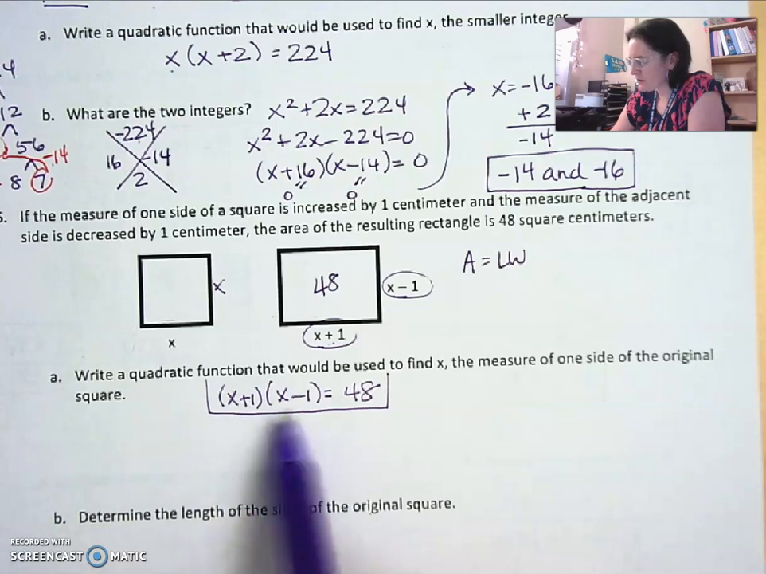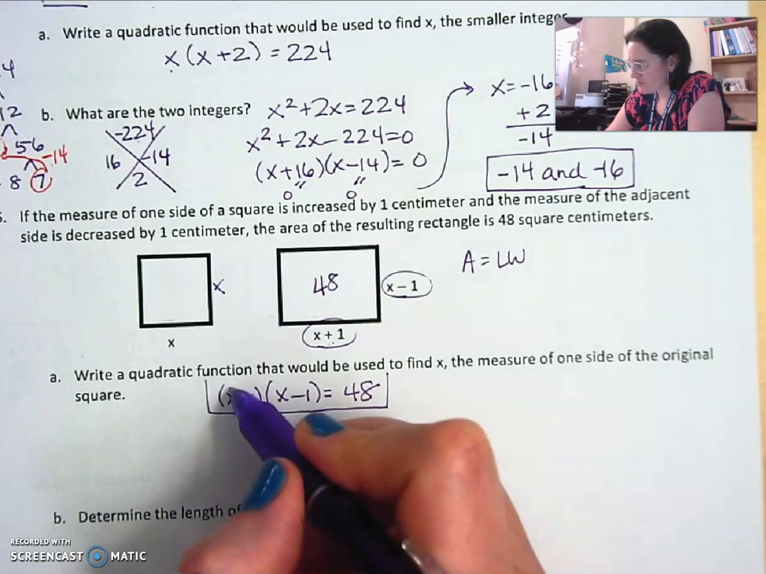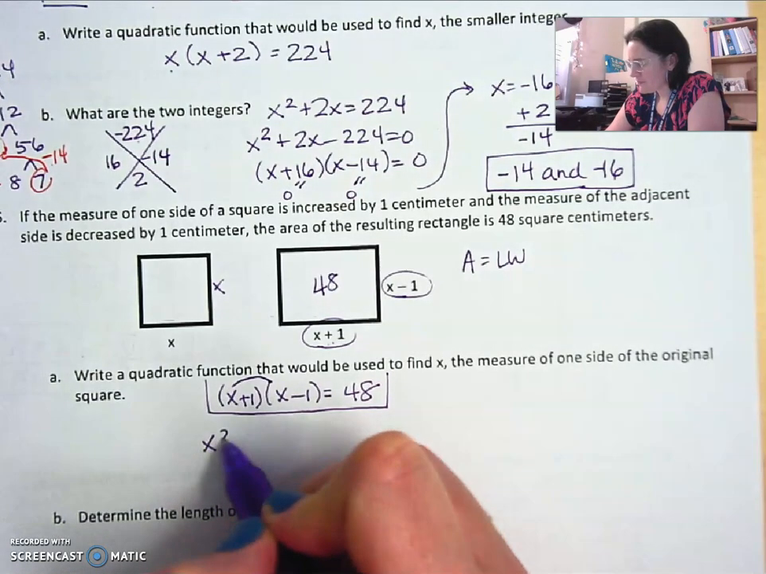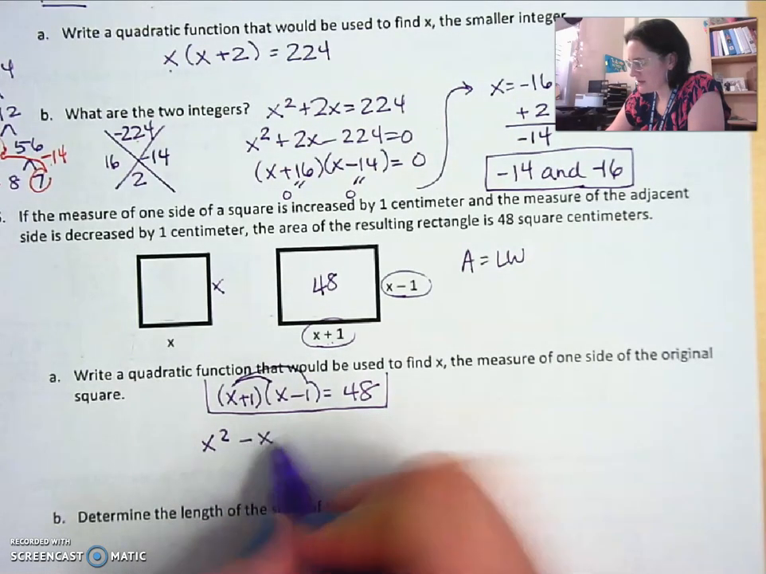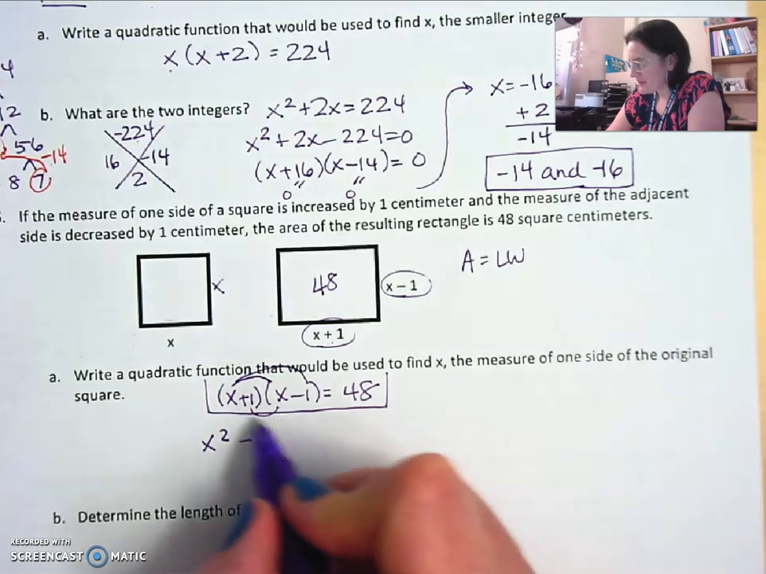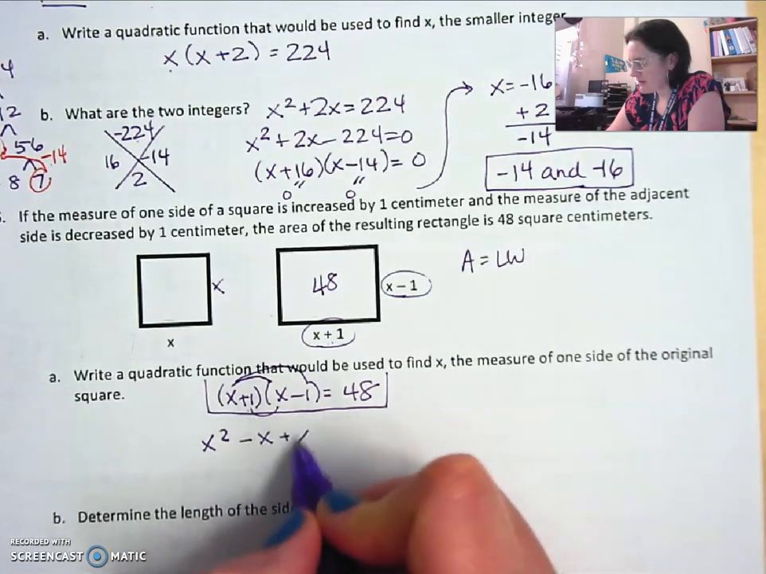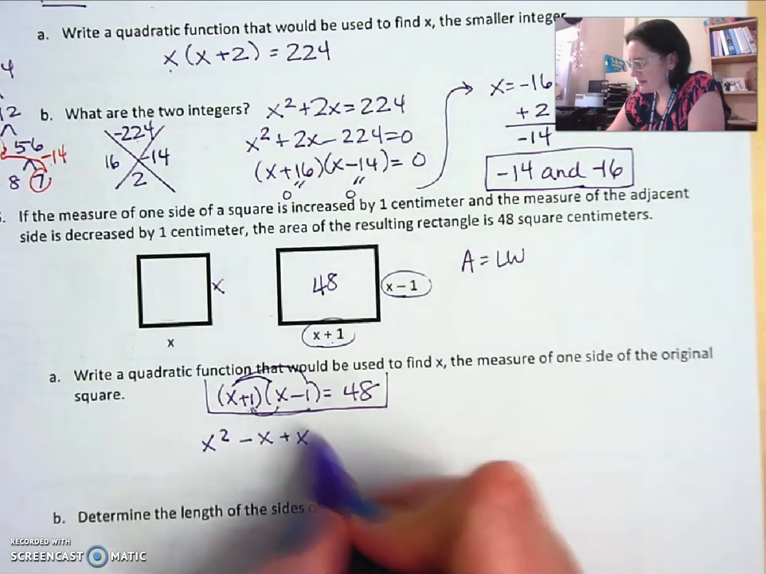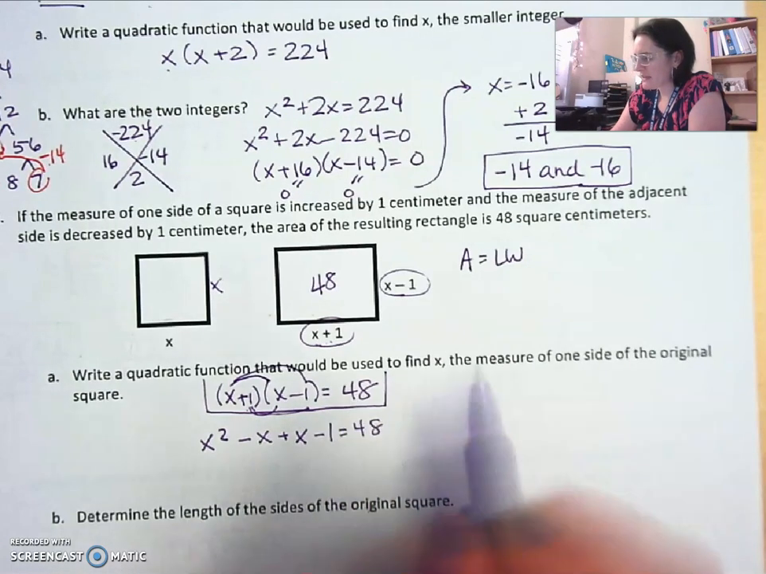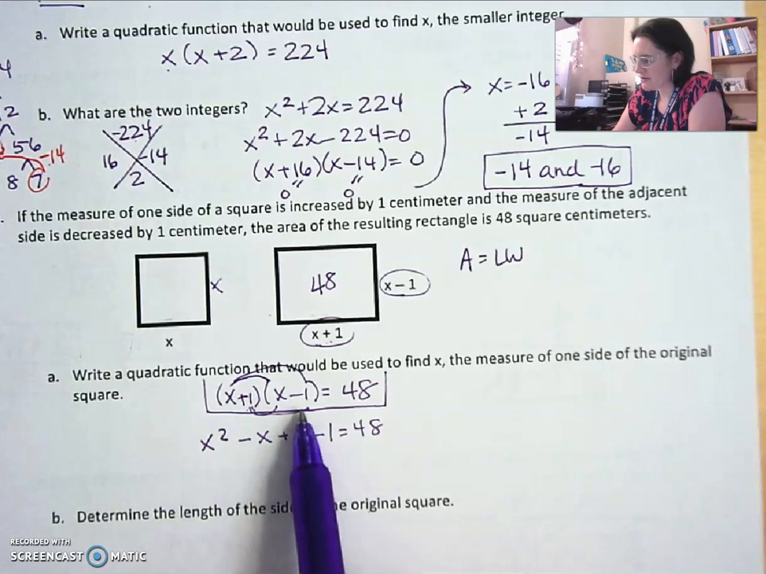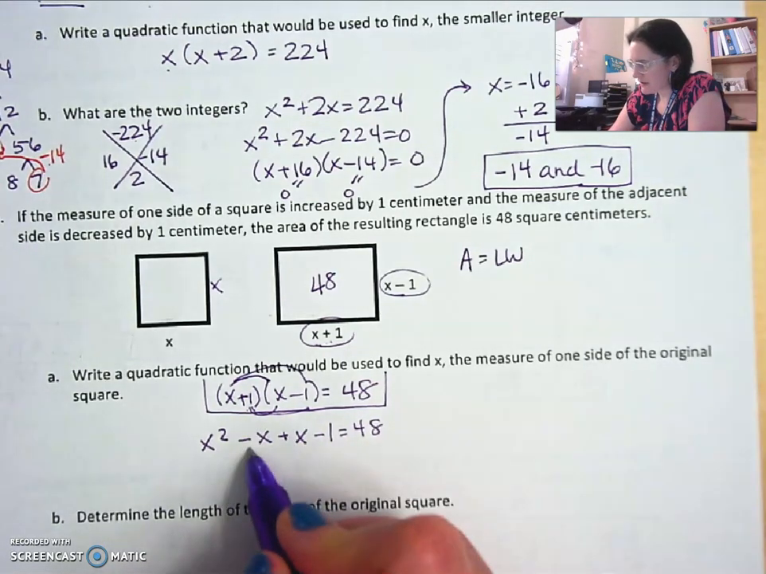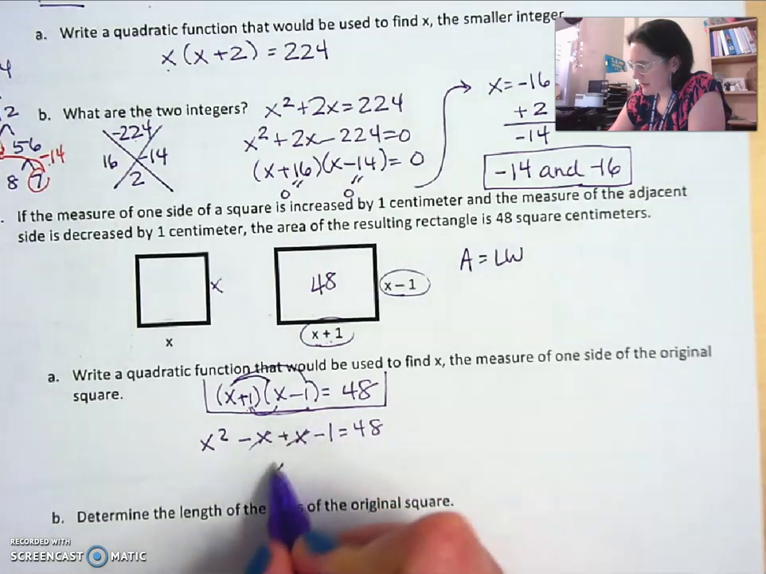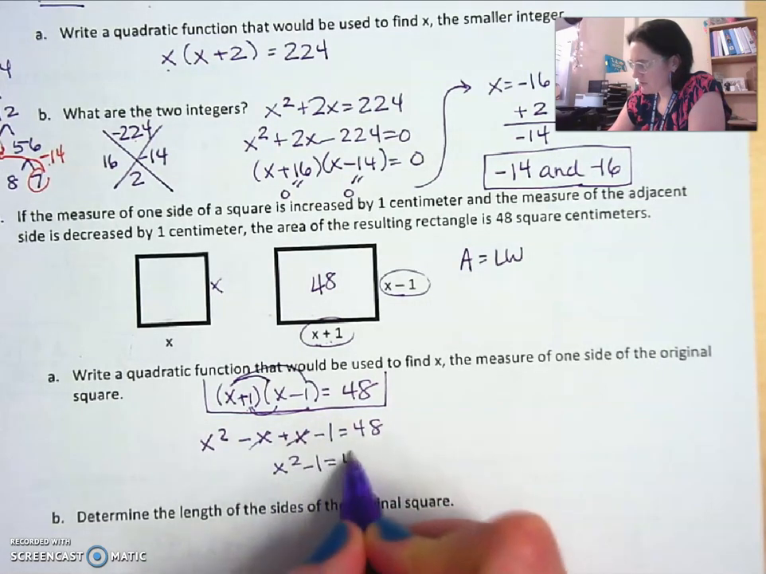I'm going to FOIL, so the first terms, the outside terms, x times -1 is -x. The inside, +1 times x, positive x, and the last is +1 times -1, which is -1. And maybe you notice that this is the difference of two squares, just backwards, because these middle terms drop out, they cancel, and I'm left with x squared - 1 equals 48.